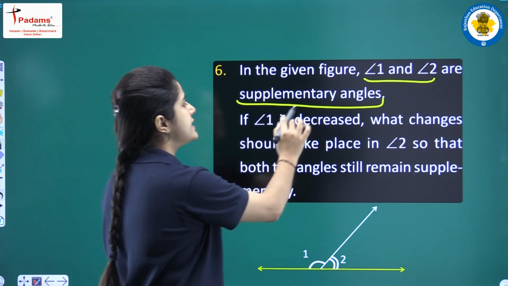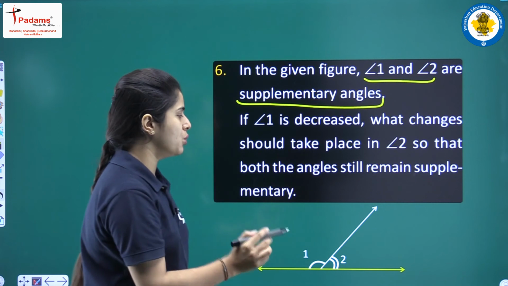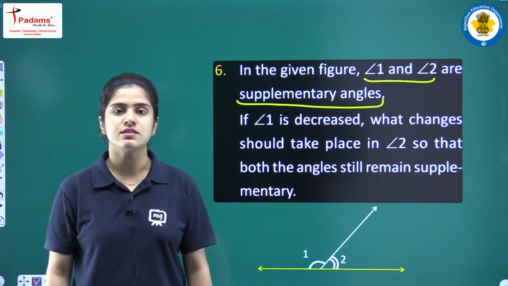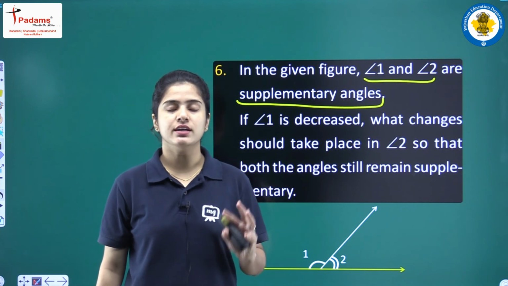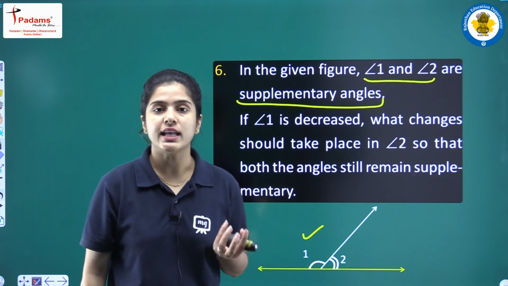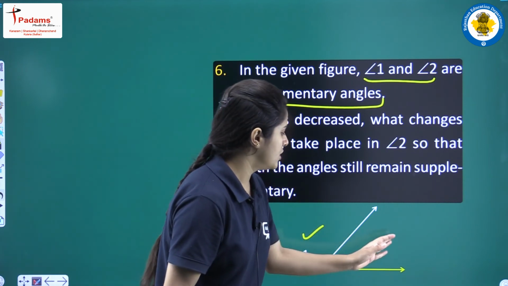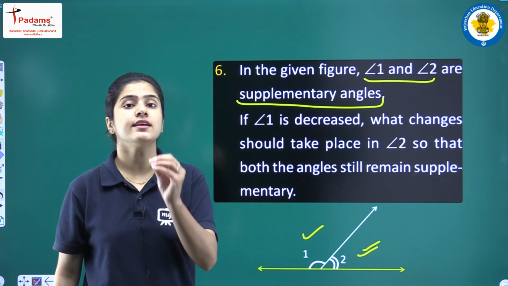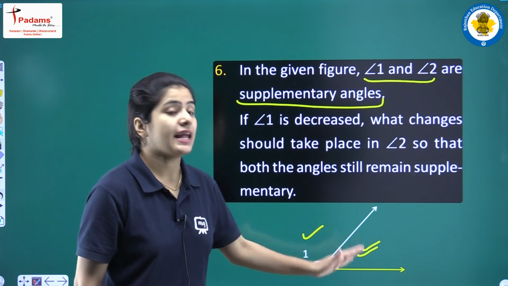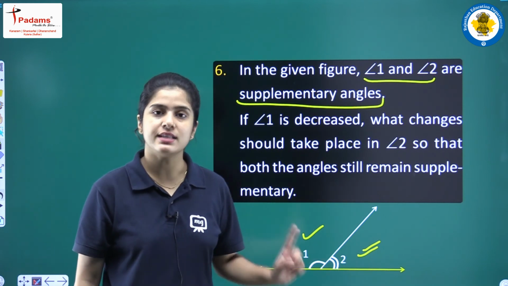If angle 1 is decreased, what changes should take place in angle 2 so that both the angles still remain supplementary, okay students? So what is given over here? If angle 1 is decreased, then what changes should be brought to angle 2 so that they still remain supplementary angles? So we will increase angle 2, okay students, so that they remain supplementary angles.